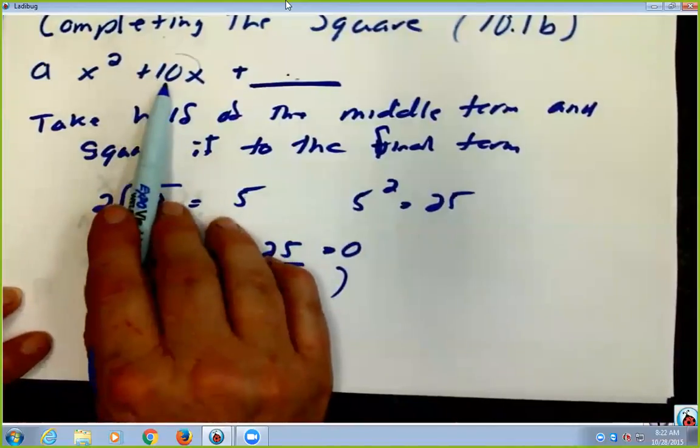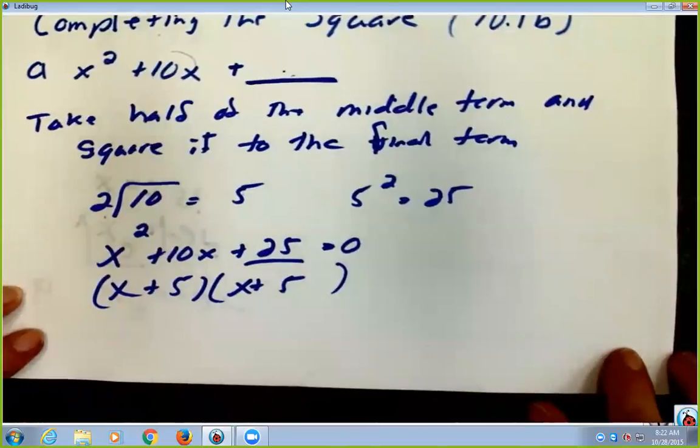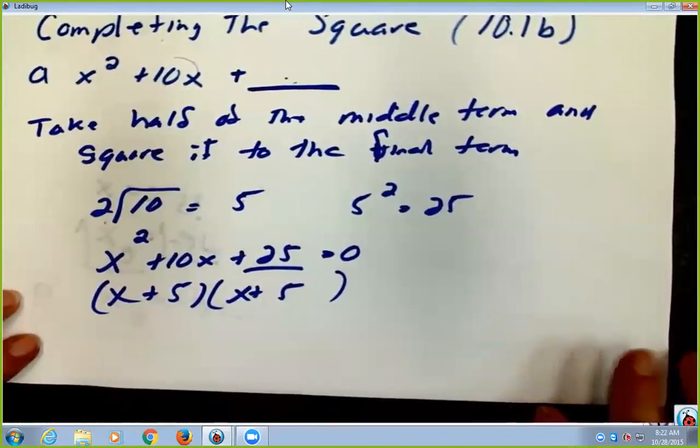Because half of 10 is 5, 5 squared is 25, and you know that ending is going to be 25 in there. And as we go through these, you'll see how that ties in with what we've got going with completing the square. So what about this one?